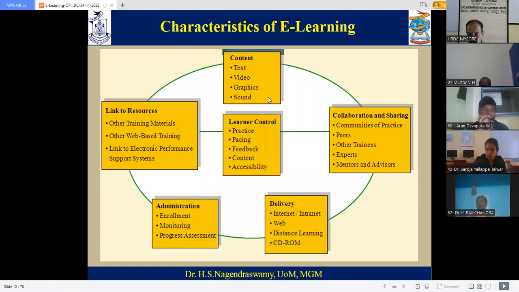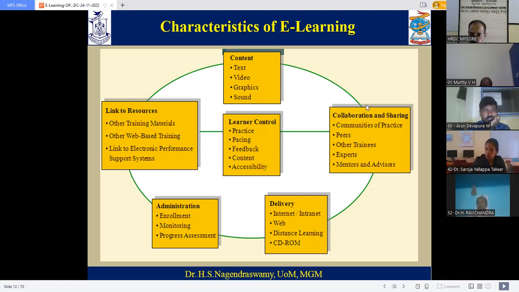So in terms of content, it is very rich because it is multimedia content, that is text, video, graphics, and sound. All of them are included in the content, and that's how it becomes more and more effective for the learner to understand the concept much better than traditional learning. Okay, that's the first point.